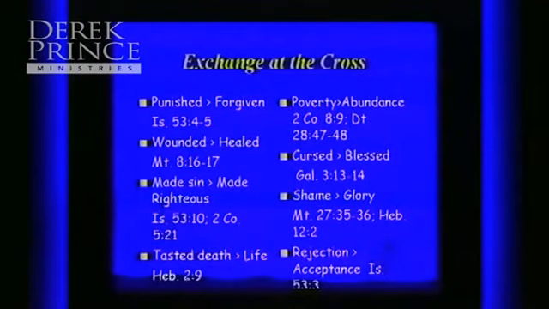He was cursed on the cross because Galatians 3 specifically teaches that Christ was made a curse for us. For it is written, cursed is the one who hangs on a tree, in order that, what does it say next? The blessing of Abraham might come to us.